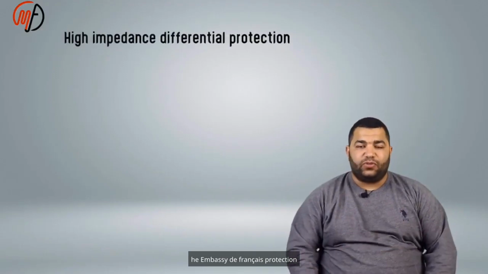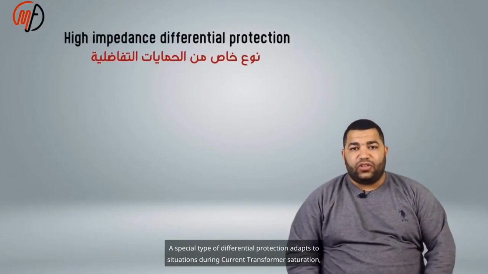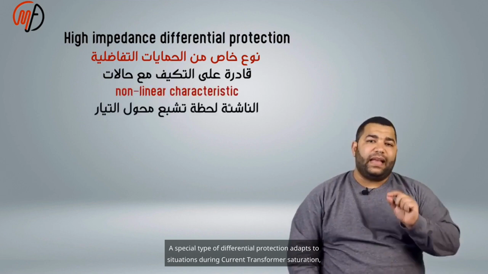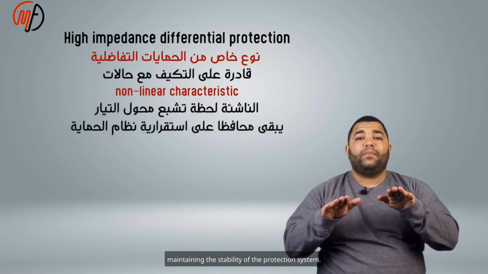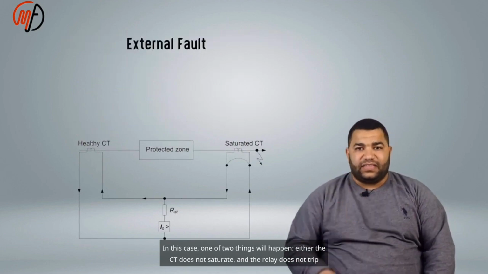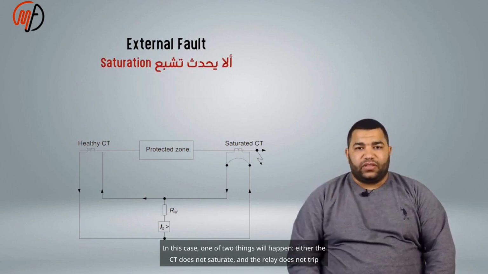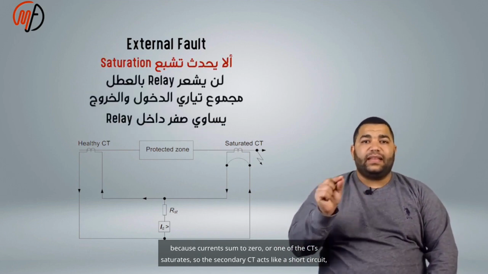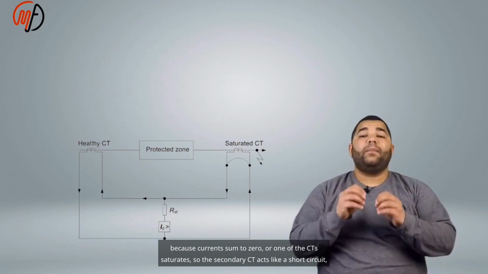A special type of differential protection adapts to situations during current transformer saturation, maintaining the stability of the protection system. In this case, one of two things will happen. Either the CT does not saturate and the relay does not trip because currents sum to zero, or one of the CTs saturates, so the secondary CT acts like a short circuit, causing an imbalance.